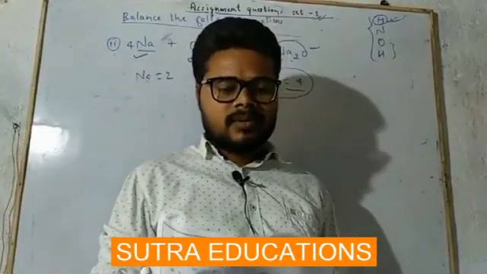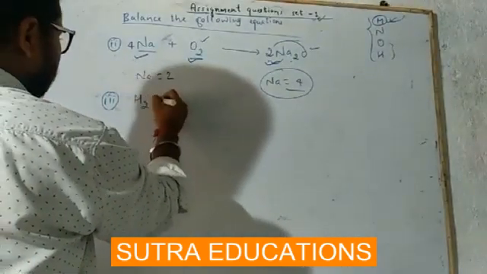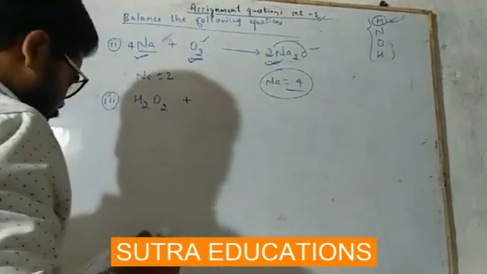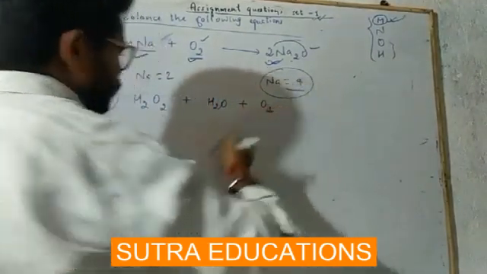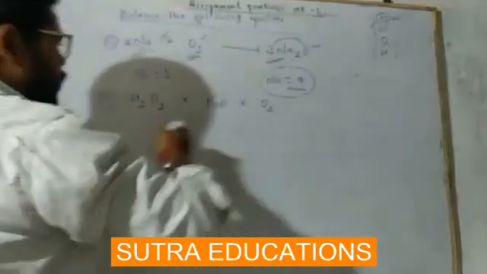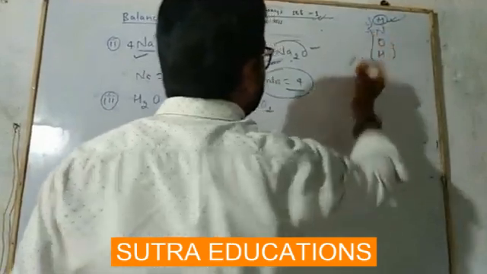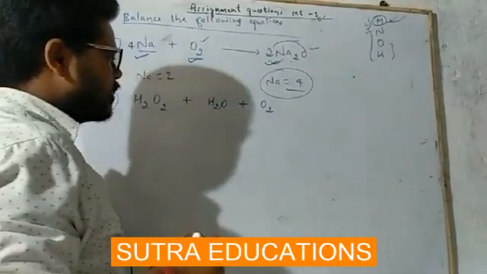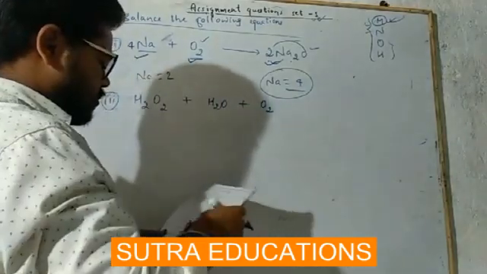Come to third, H2O2 plus H2O plus O2. So no metal is here, and no such non-metals are present here. So only hydrogen and oxygen are present. Sorry, it is product, na?